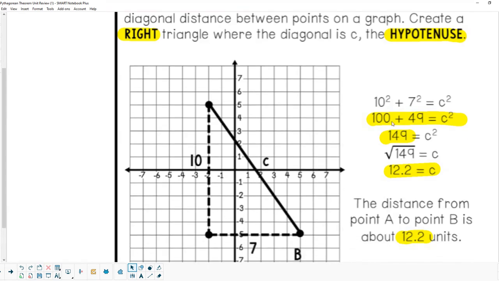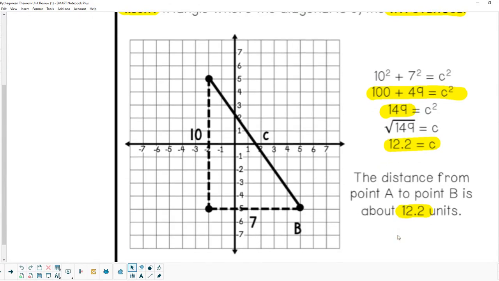So the bottom is 7, so 7 squared is 49, and the height is 10, and 10 squared is 100. So you get 149, the square root of which is 12.2. The distance from point A to point B is 12.2 units.